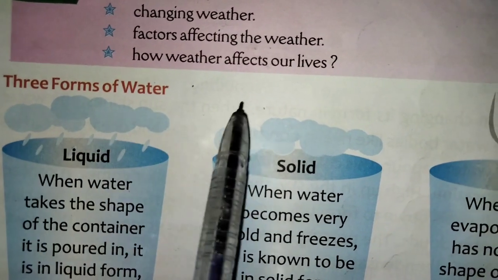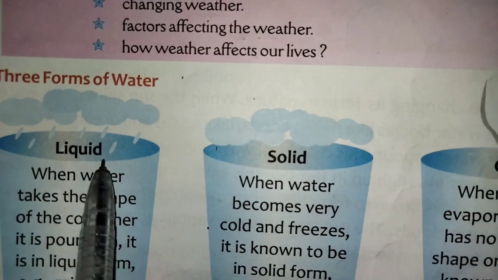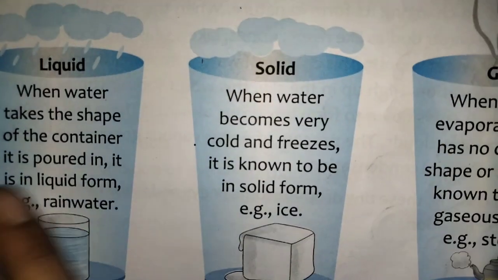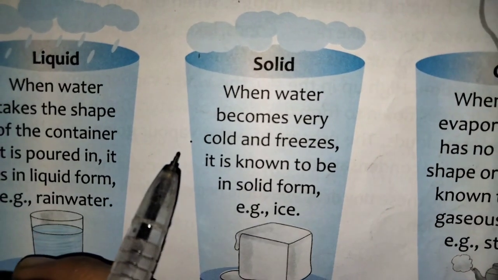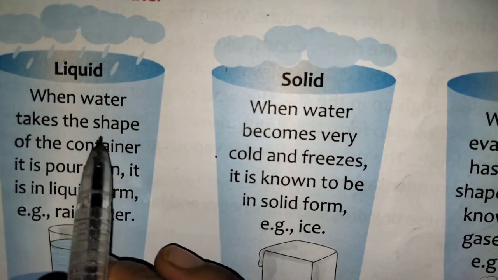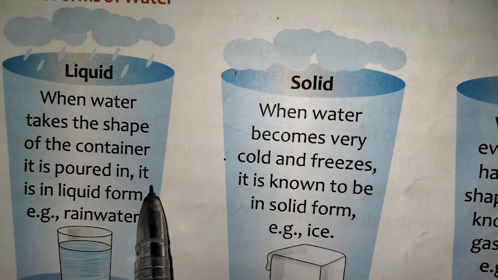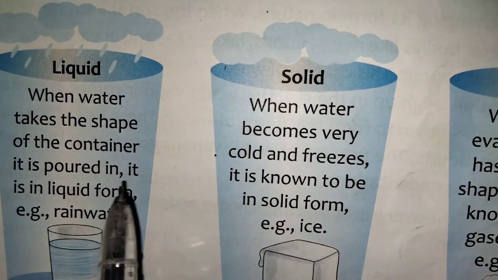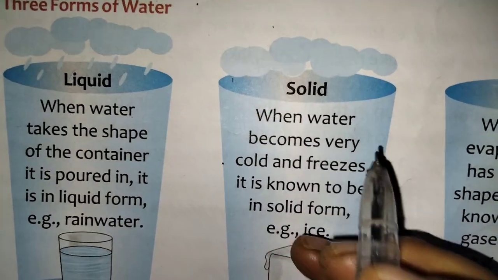Three forms of water. Liquid. It is a liquid. Liquid means water, milk, petrol, diesel. These are liquids. When water takes the shape of the container it is poured in, it is in a liquid form.